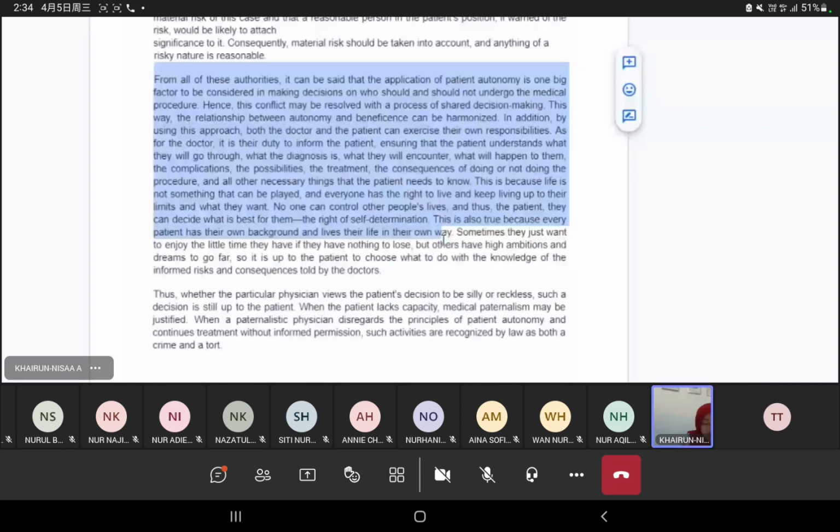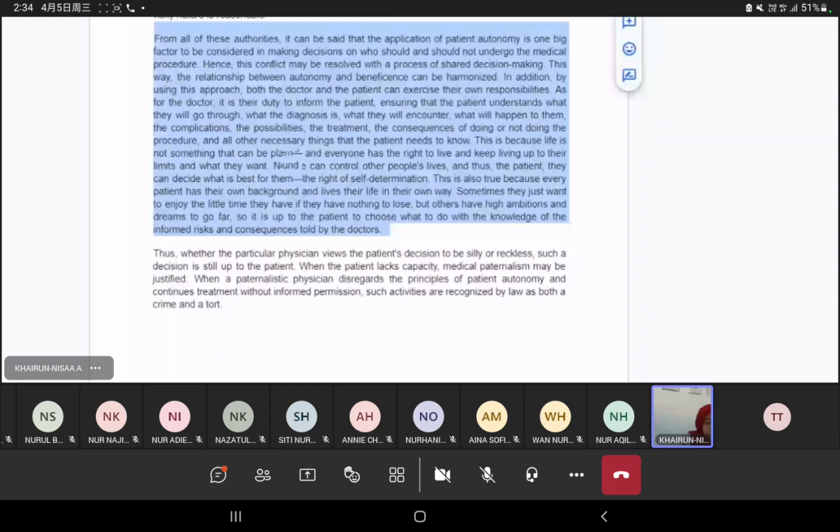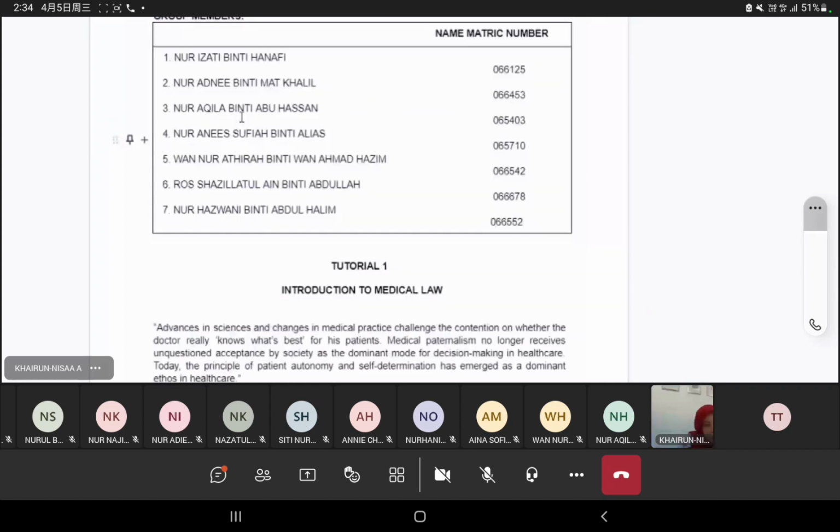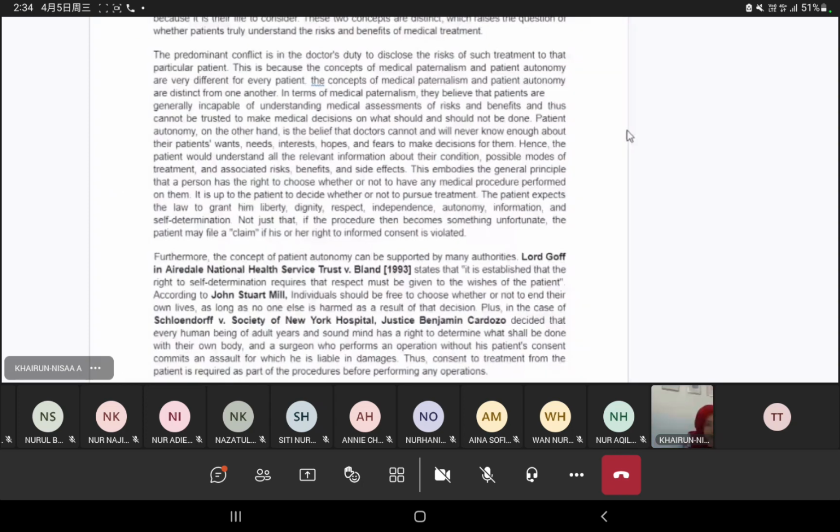So for opinion, conclusion, suggestion, I may give you around 3 marks maximum, 3 to 4 marks maximum. So you are losing a lot of marks on your content. Was it clear? Group Nur Izzati, Nur Admi, Nur Akila, Nur Anis, Wan Nur Atira, Rosh Shazilatul.